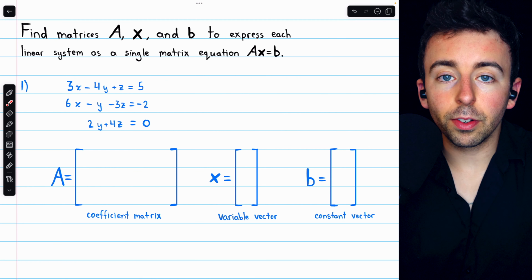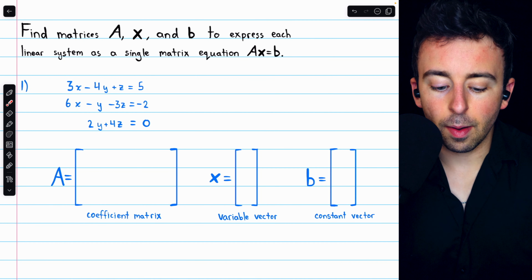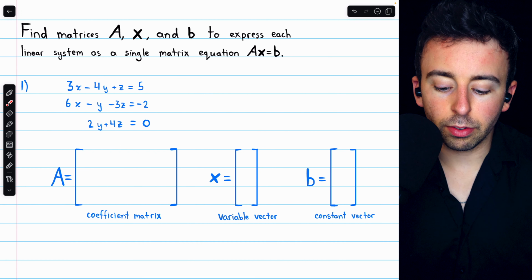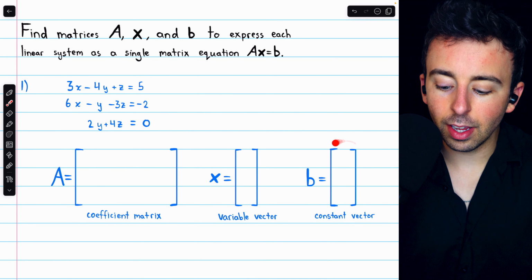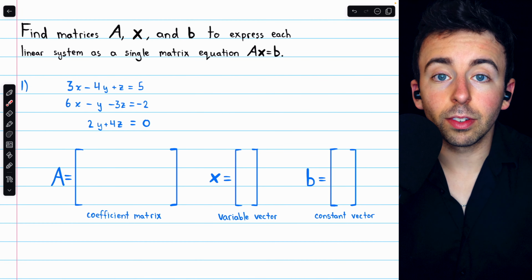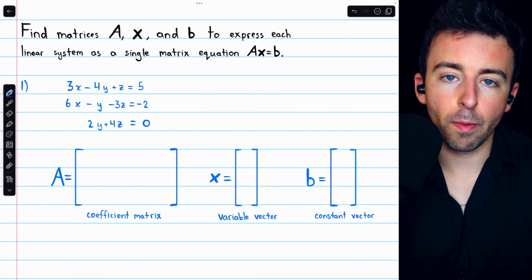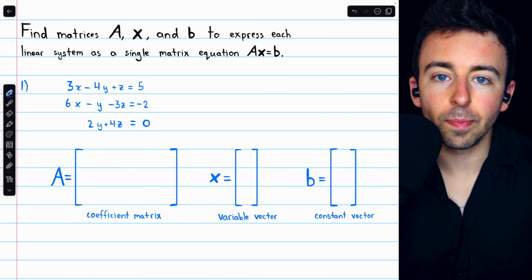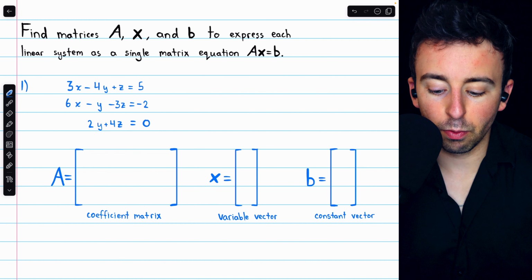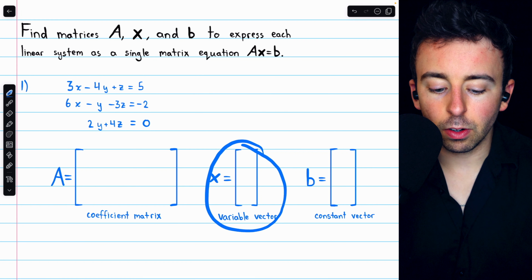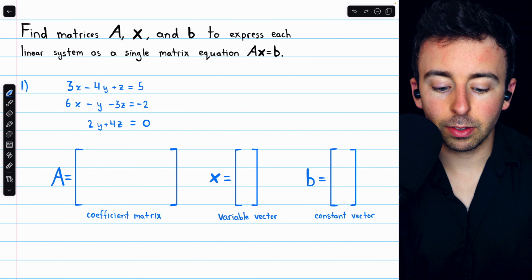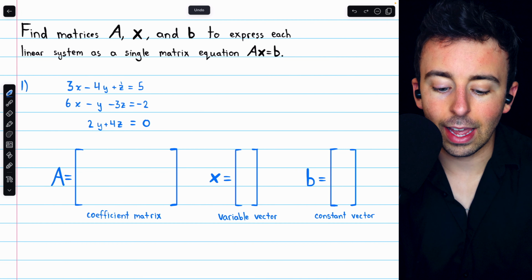So beginning with the first example, this is the setup. We need our matrix A, which stores the coefficients. We need our vector X, which stores the variables, and our vector B, which stores the constants. Hopefully these second two vectors, which are matrices with just a single column, are very straightforward for you. For the variable vector, we just put the variables, X, Y, and Z.